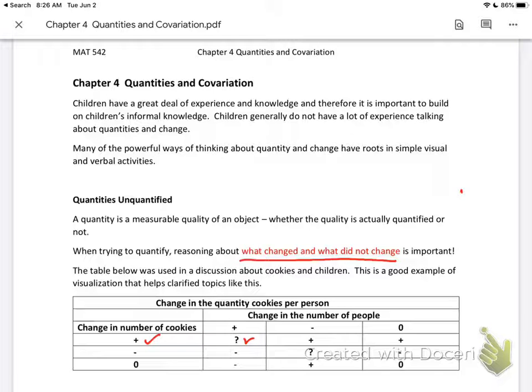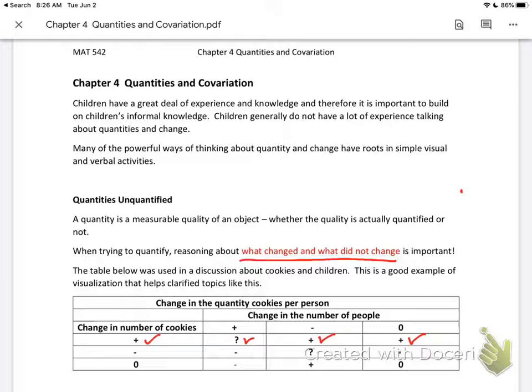However, if I increase the number of cookies and I decrease the number of people getting cookies, I am definitely going to get more cookies. That's going to be a positive change in the quantity of the cookies per person. If I increase the number of cookies and I don't change the number of people, I can also say that's going to be a positive change. I don't know how much of a change, but I can definitely say it's going to be a positive change.